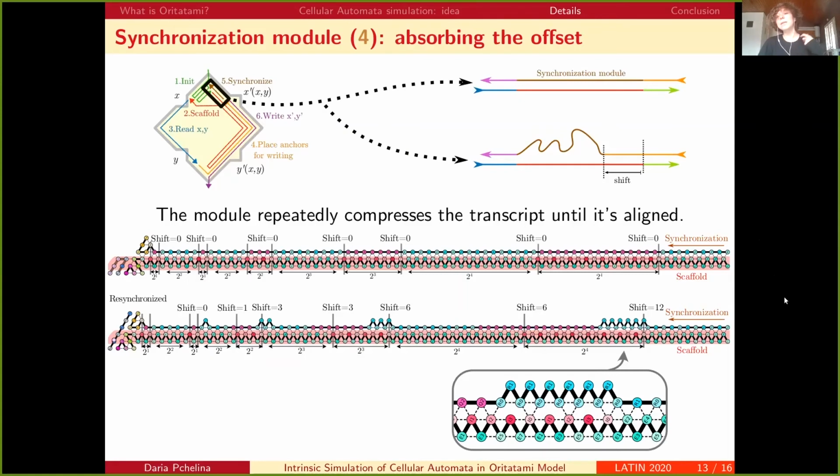And so when there is no shift, all blue segments are in front of blue. And so the synchronization module goes straight. But when there was some shift created, then some blue bits are in front of the pink segments. And in this case, the synchronization module goes in a zigzag way, absorbing 1/2 of the shift each time. And so if we had a shift of length n, in log n steps, it will be absorbed completely.